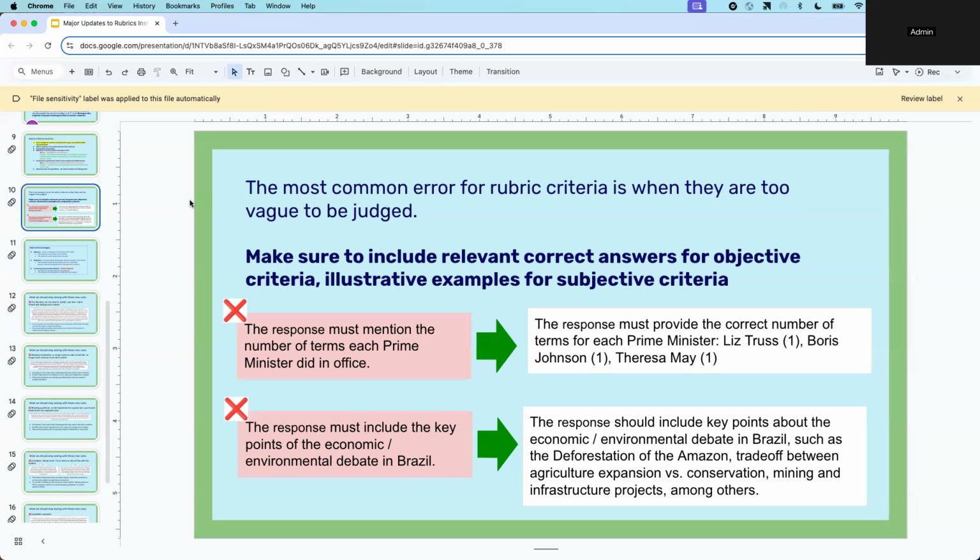The second criteria provided here on the right is significantly better. The response should include key points about the economic and environmental debate in Brazil, such as the deforestation of the Amazon, trade-off between agriculture expansion versus conservation, mining and infrastructure projects, among others. So it gives a few examples and is significantly more specific compared to the first vague criteria, which is much more open to interpretation. And going back to what we discussed on the prior slide, that first one is unlikely to yield a 75% plus agreement if it were to be shown to people.